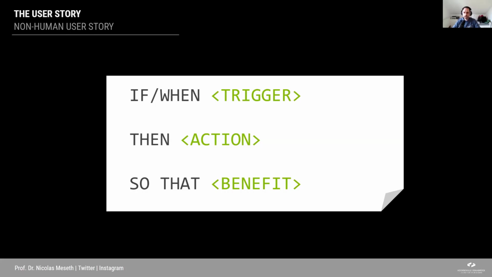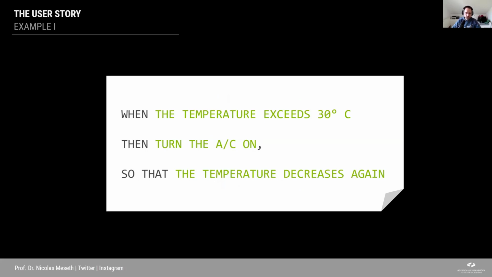And when we build products with IoT or hardware devices, there will be processes or functionalities that run without any human interaction. And there's an example here. So for example, when the temperature exceeds 30 degrees Celsius, so that's the trigger, then turn the AC on. And then the question is why? So that the temperature decreases again. So we want to lower the temperature. So that's, in this case, I think very obvious, but not in all cases.